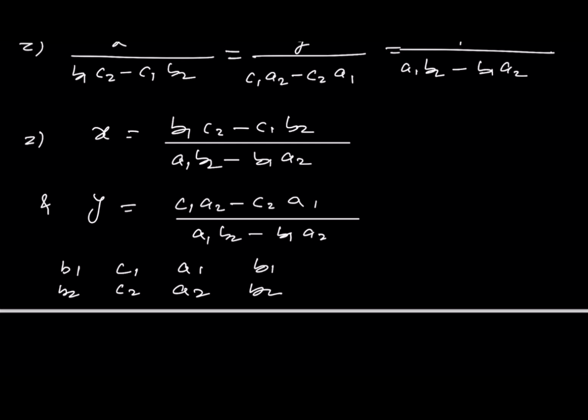and writing the denominator of x as p1 c2 minus p2 c1 for x, right? And for y, c1 a2 minus c2 a1, and for z, a1 b2 minus a2 b1. This is the cross multiplication rule, right?